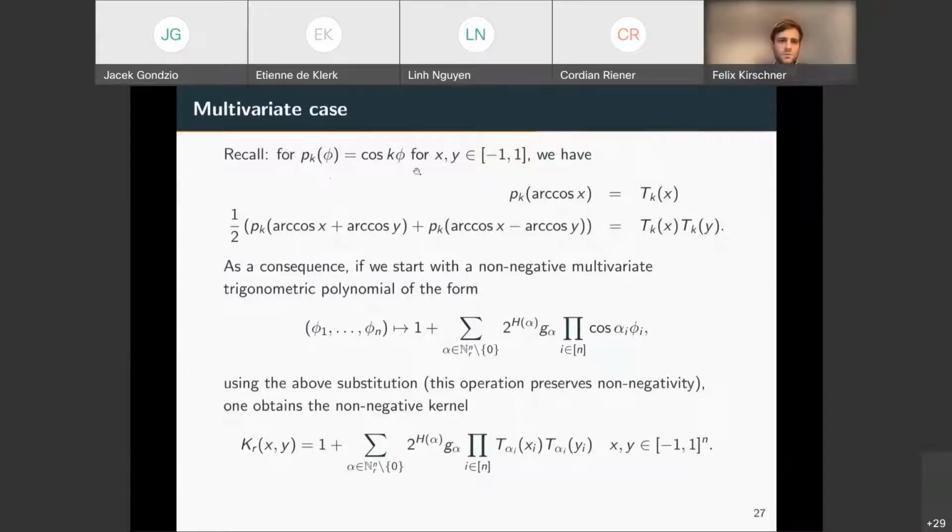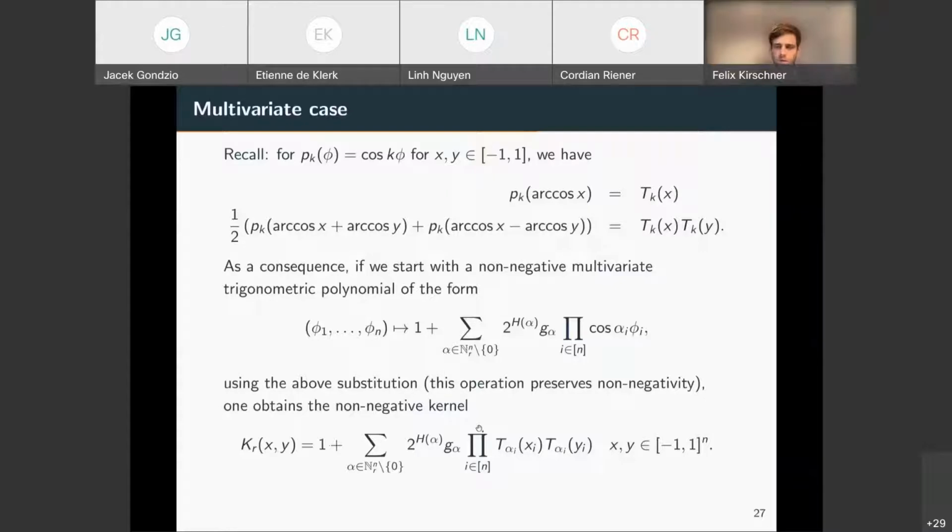Yes. So this is kind of a recall slide. If we define a trigonometric polynomial pk of phi as cosine of k times phi, then substituting phi with arccosine of x, we get the kth Chebyshev polynomial, and this substitution here results in the product of the kth Chebyshev polynomial of x times the kth Chebyshev polynomial of y. And now if we start with a non-negative multivariate trigonometric polynomial of this form here, then we can use the substitution we had before to obtain a kernel of this form here. And now this 1 would correspond to the G0 case, where this product here is equal to 1, this 2 to the 0 is 1, and G0 is 1, which is property 2. Okay, so again, this is difficult to deal with.